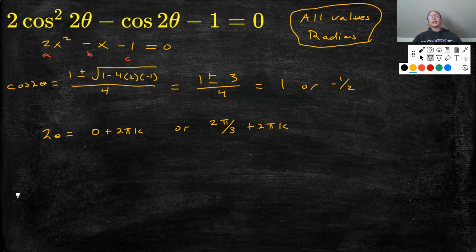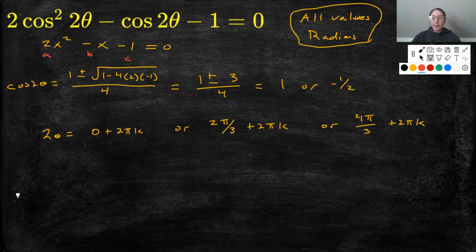And again, we're looking at the unit circle values here. So it's negative 2 pi over 3. Or, so that would be 120, 180, 240. So that is, let's see, pi over 3, 2 pi over 3, 3 pi over 3, 4 pi over 3. Excuse my figuring out. 4 pi over 3 plus 2 pi k.